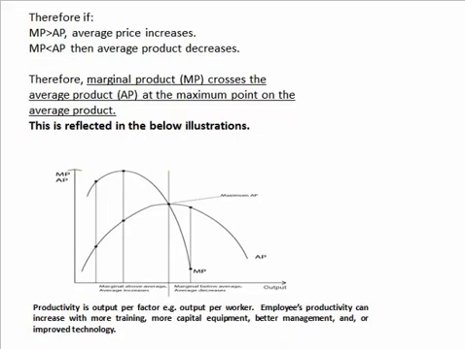Therefore, if the marginal product is greater than the average product, the average product increases. If the marginal product is less than the average product, then the average product decreases. The marginal product crosses the average product curve at the maximum point on the average product. That's reflected on the illustration in front of you. Productivity is an output per factor. In other words, output per worker. Employee productivity can increase with more training, more capital equipment, better management, and or improved technology.